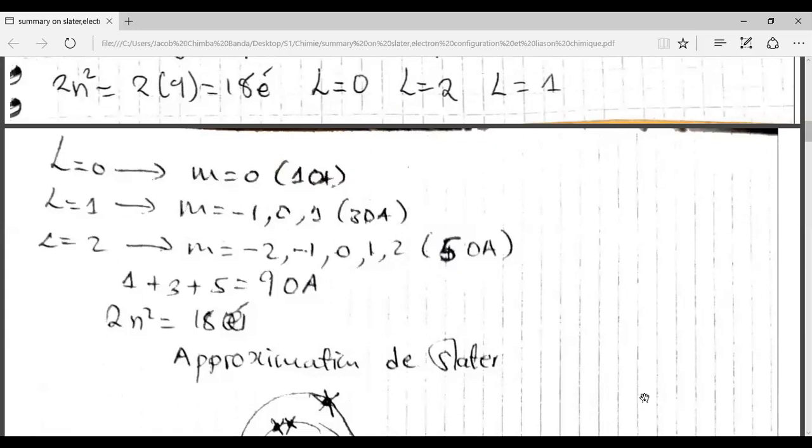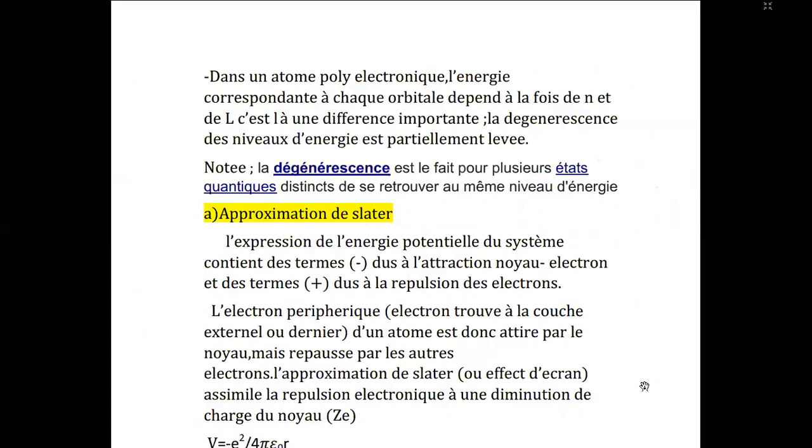Boss, I'm on the chair. Yeah, you can ask a question. Yes, what do L and M represent?